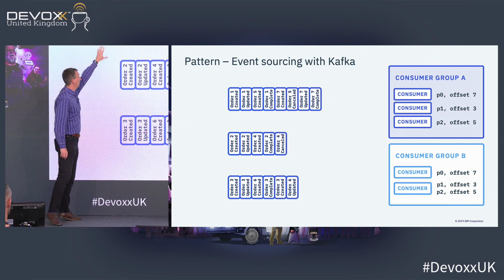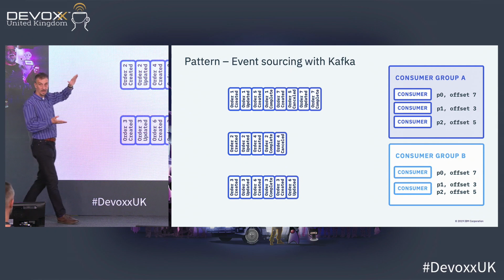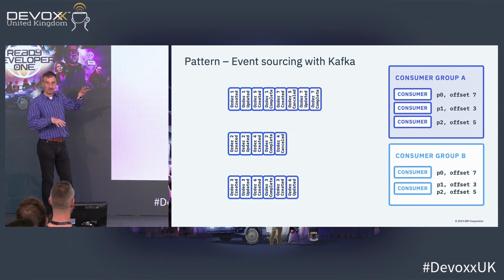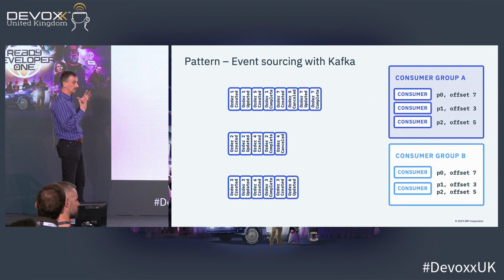So what I've got here is 3 separate partitions of a topic. These are one topic, but with 3 separate lists of messages. This is just one of the things that Kafka can do. It enables you to run a topic across 3 servers simultaneously and maintain order.